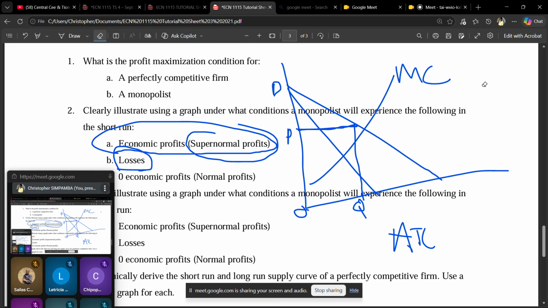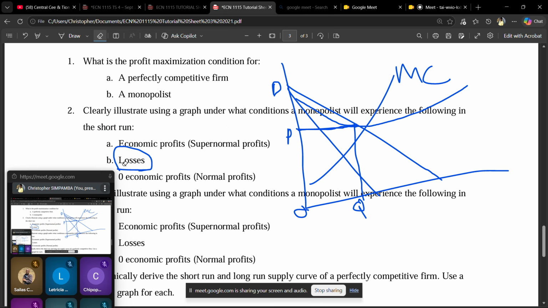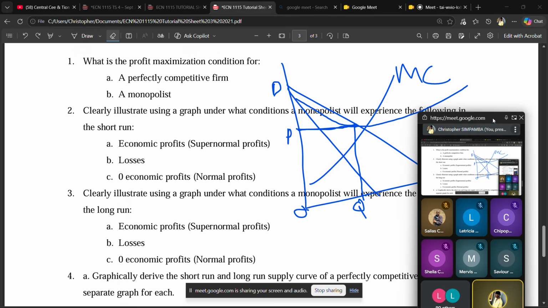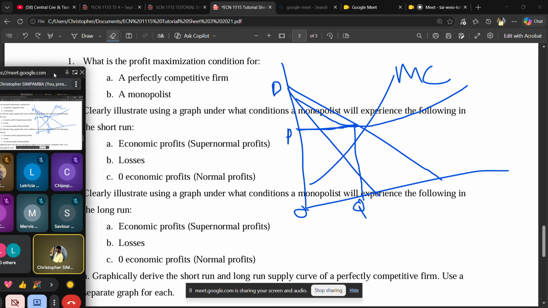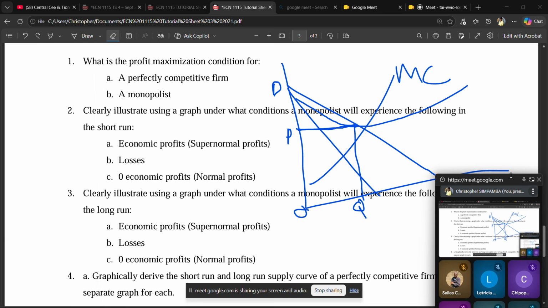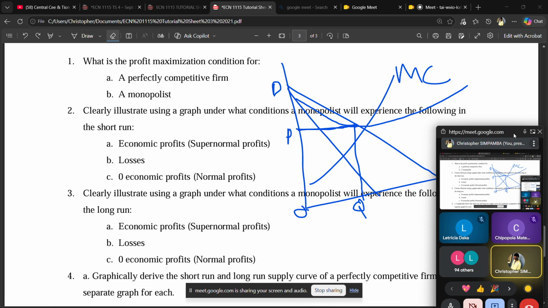And then the last one is where a firm is making normal profits. It will mean that the curve will pass here, equal to the market price. That is where the firm is making normal profits, zero economic profits. So these are the conditions that you need to know, and that is how I can illustrate those. Any questions, or we can continue?